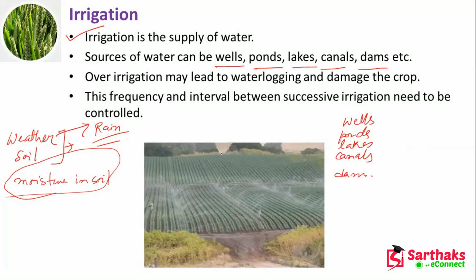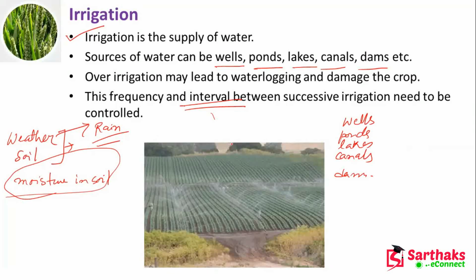So the frequency and interval between successive irrigations need to be controlled. I am always telling you, the farmers know how much water is needed for which type of crop, and what the interval of irrigation is. They know that very well. According to that, they do their job, so that we can get a very good crop. So what is irrigation? Irrigation means nothing but supply of water. Now the different sources of water you have in villages are wells, ponds, lakes, canals, dams. Sometimes we also take water from the river.